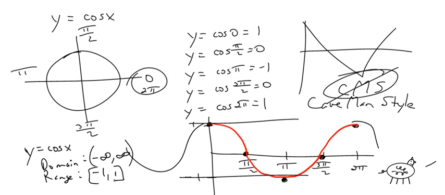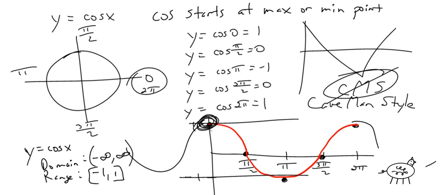So one thing I want to point out here, math fans, is that cosine starts at the maximum point or the minimum point. So in other words, here it starts here. It could also start at -1. It all depends on if it's positive or negative, which we'll talk about for the next lesson. All right, so that's what cosine is. It starts at a maximum or minimum, as opposed to sine, which always starts at the, in quotes, x-axis.